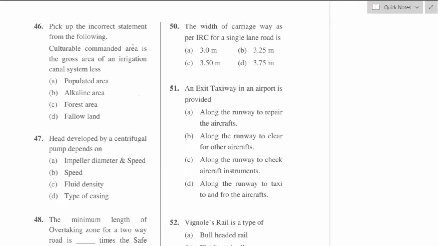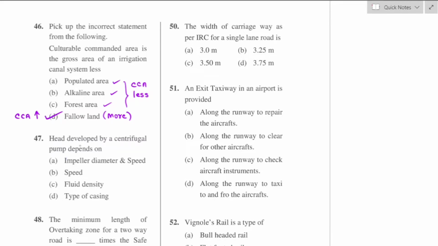Question number 46. Pick up the incorrect statement from the following. Culturable commanded area is the gross area of irrigation canal system having less. We know that culturable commanded area is the area which can be irrigated from a scheme and it is fit for cultivation. So it will be more in case of fallow lands. Fallow lands means it is a farmland that has no crops on it, usually for a year to recover its fertility to grow crops. So culturable commanded area will be more in fallow lands. But culturable commanded area will be less in populated area, alkaline area and forest area. So this area will be having lesser culturable commanded area. So the right answer is option D.